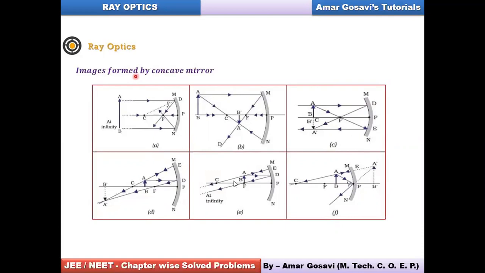What if you place the object at focus? So at focus, you can see these rays. First ray will move parallel, after reflection will move through focus. Second ray will move through center of curvature and not deviate. So obviously the image formation will be at infinity. If the object is placed at focus, the image formation will be at infinity.